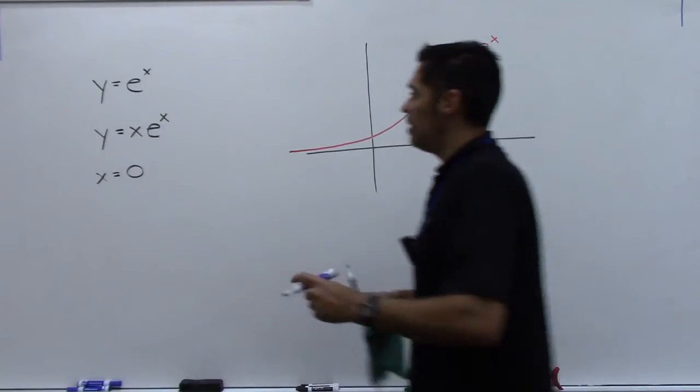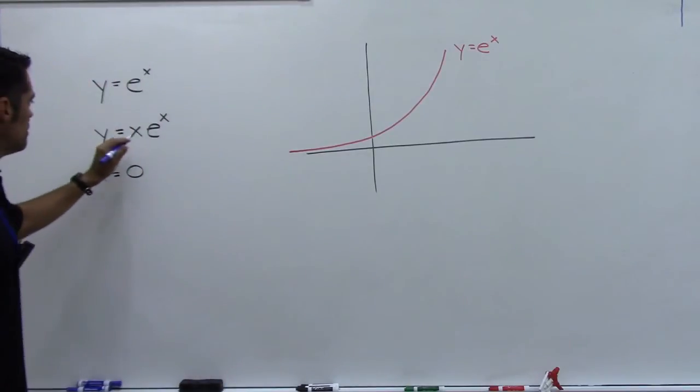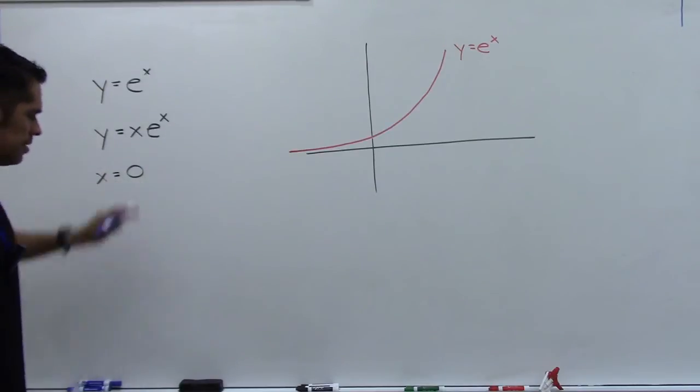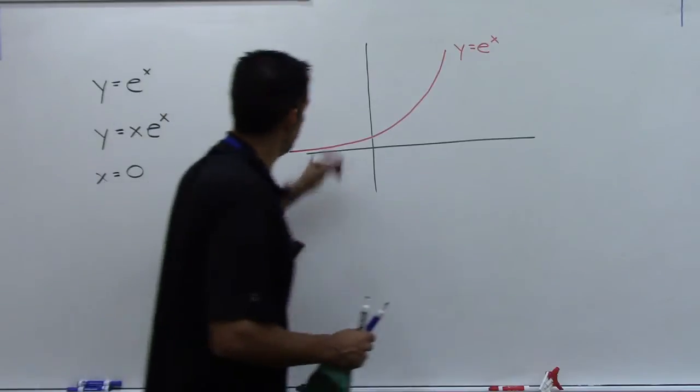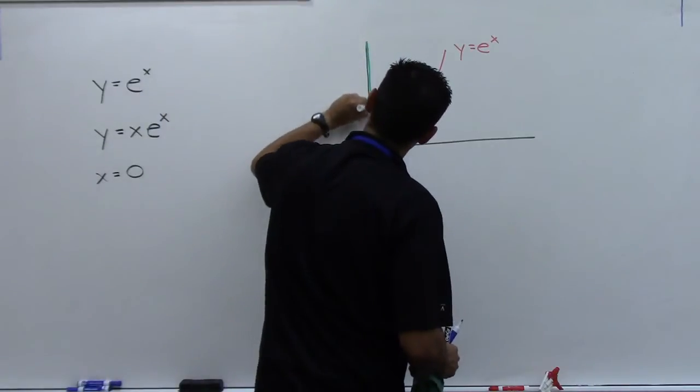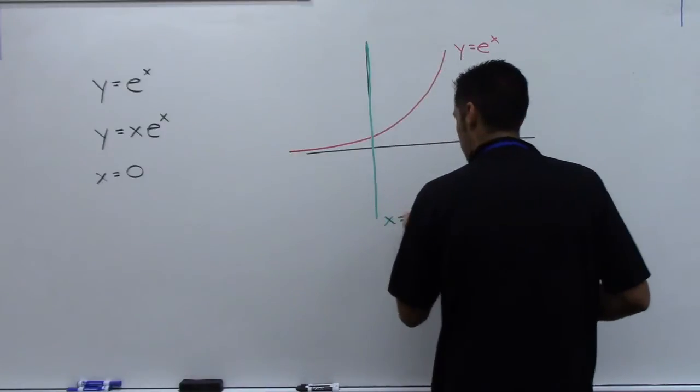Now, x e to the x. That may not be something as obvious. So let's just plug in some points. Before we do that one, x equals 0. Where is x equals 0? X equals 0 is a vertical line, and it's actually the y-axis. So that's x equals 0.